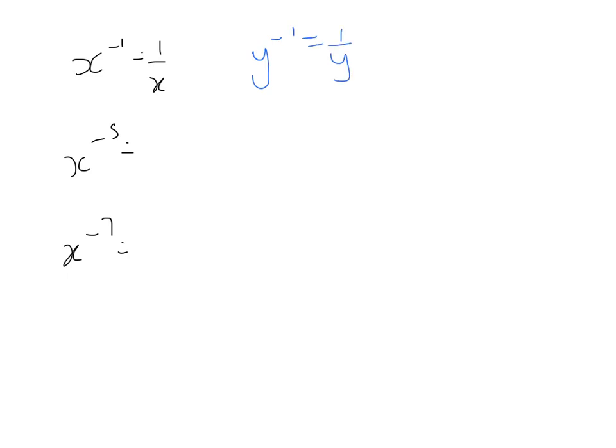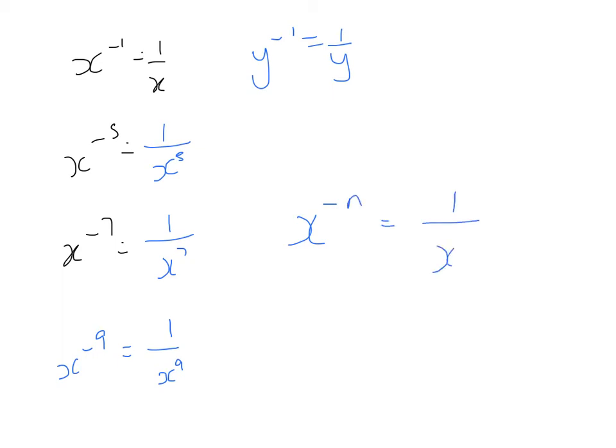Now x to the power of minus 5 means 1 over x to the power 5, and x to the minus 7 means 1 over x to the power 7. Hopefully again we can spot a pattern that's going on here. Now have a guess, see what you think x to the power of minus 9 is. It's 1 over x to the 9. So in general terms, if I've got x or y or any letter I wanted to the minus n, that's the same as 1 over x to the n.